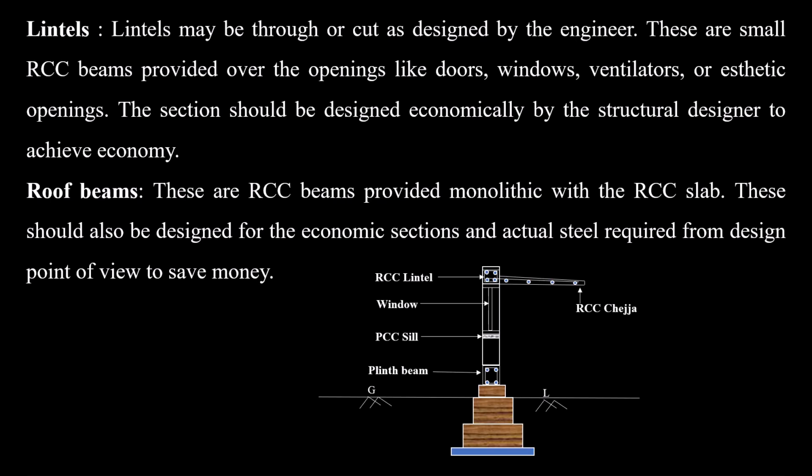Lintels. Lintels may be through or cut as designed by the engineer. They are small RCC beams provided over the openings like door, windows, ventilators or aesthetic openings. The section should be designed economically by the structural designer to achieve economy. Roof beams. These are RCC beams provided monolithic with RCC slab. These should also be designed for economic sections and actual steel required from design point of view to save money. You can see in the picture RCC lintel is shown, window, sills, plinth beam, chajja as shown earlier.